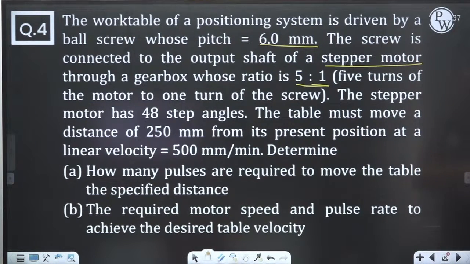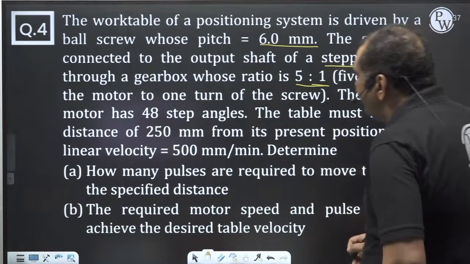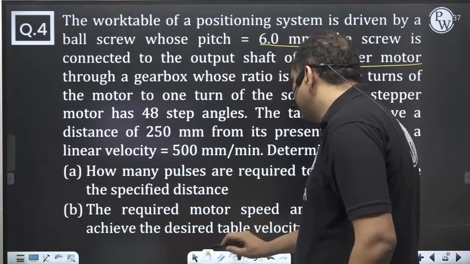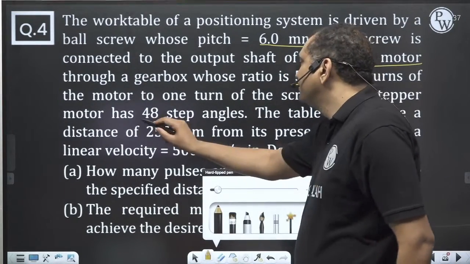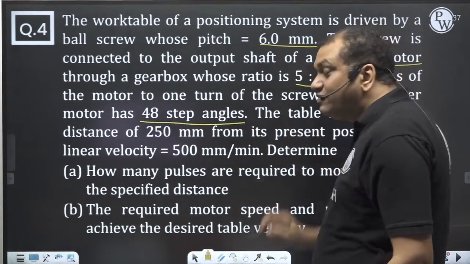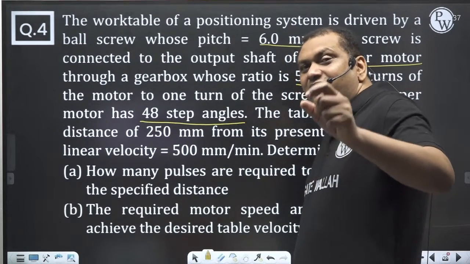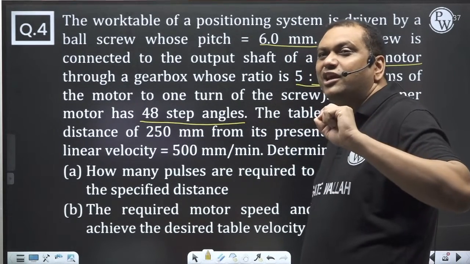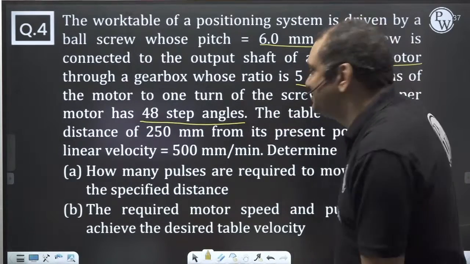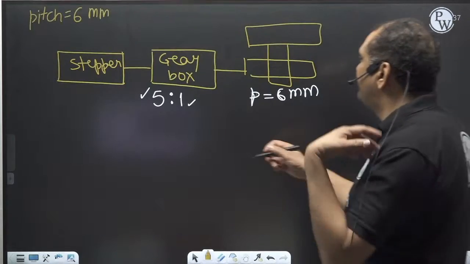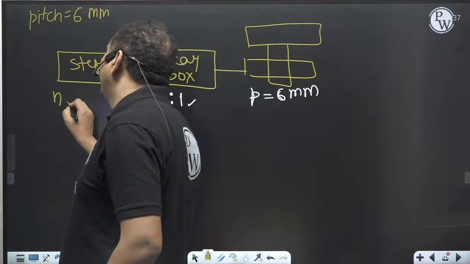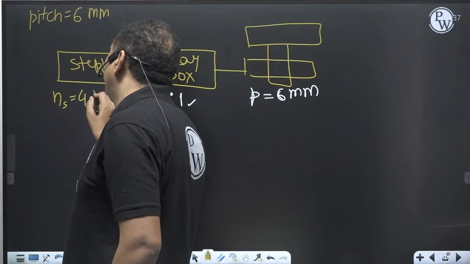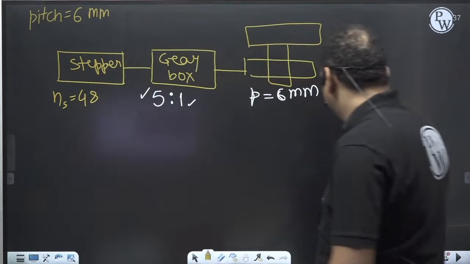The stepper motor has 48 step angles. You know what is the meaning of that? A stepper motor is having 48 slots.